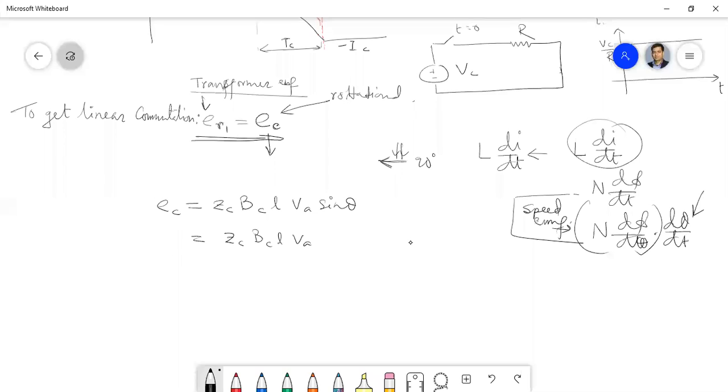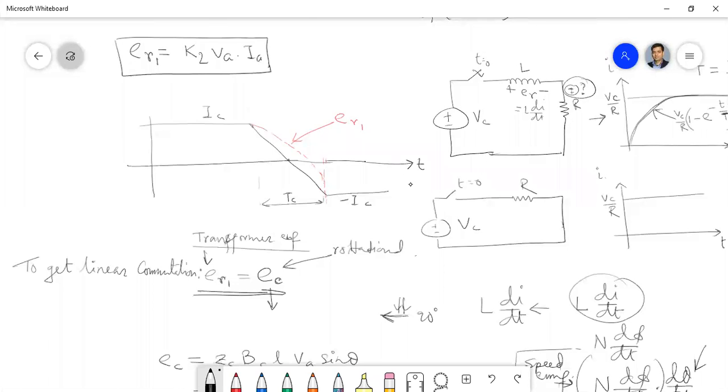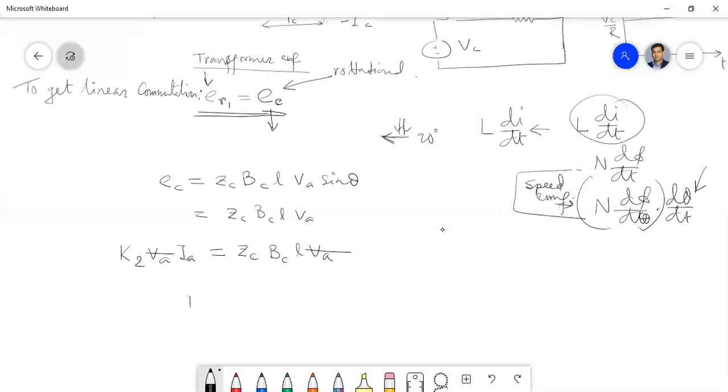Any doubt? Okay. Now, that means we can write the expression of ER: K2 VA. So K2 VA should be equal to ZC BC L VA. So VA can be cancelled, and from this we can say that this BC should be proportional to this IA. This is a very important point.